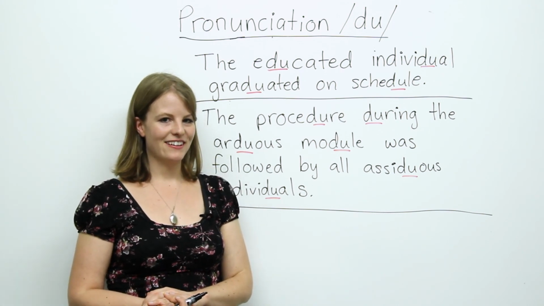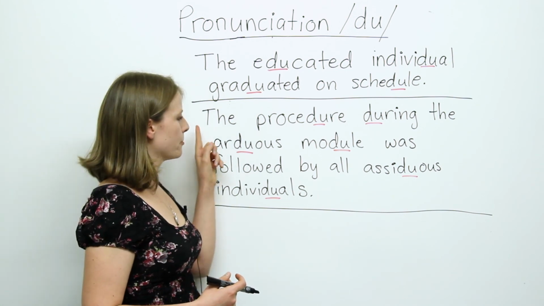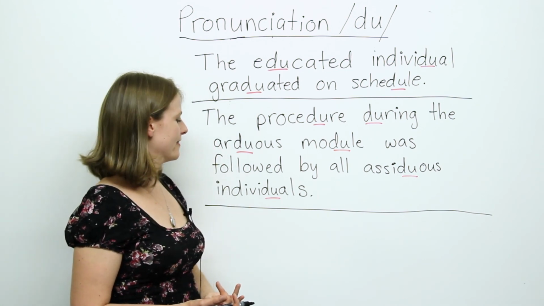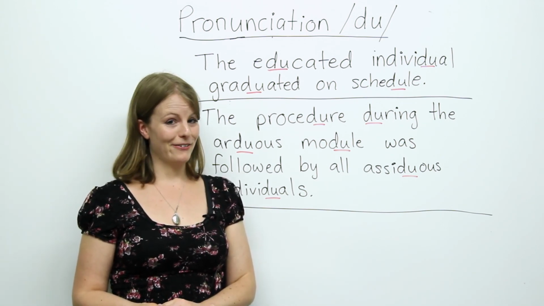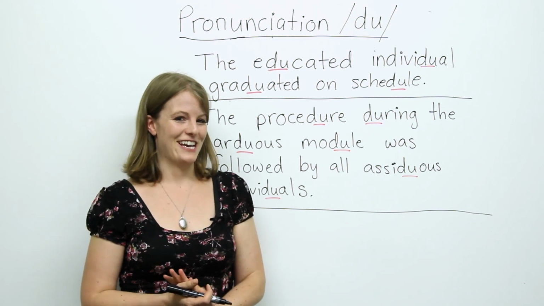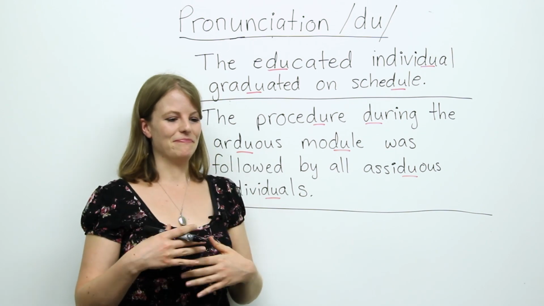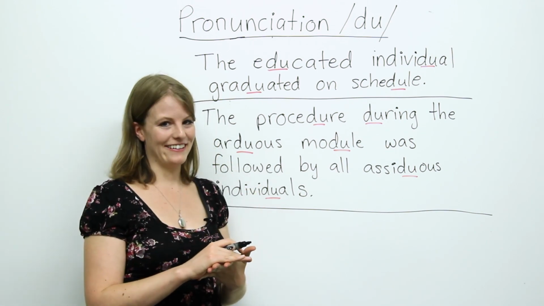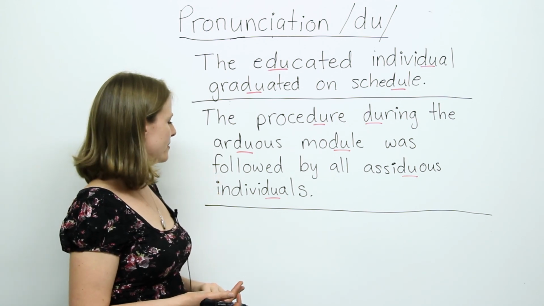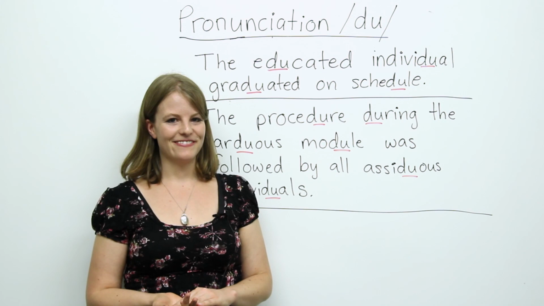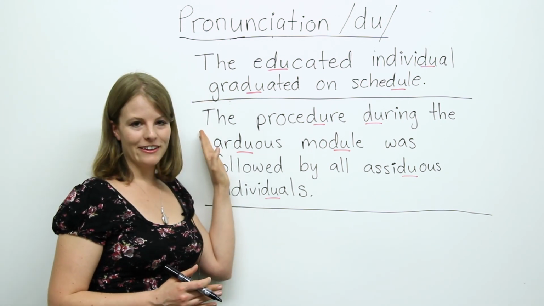Okay. Now let's try this faster. The procedure during the arduous module was followed by all assiduous individuals. Okay, and now we're going to do it even faster if we can. So I'm hoping that this goes well. I might get my tongue all twisted while trying to say this. We'll see. The procedure during the arduous module was followed by all assiduous individuals. Maybe I could do it faster, I don't know. But try to do this as fast as you can.